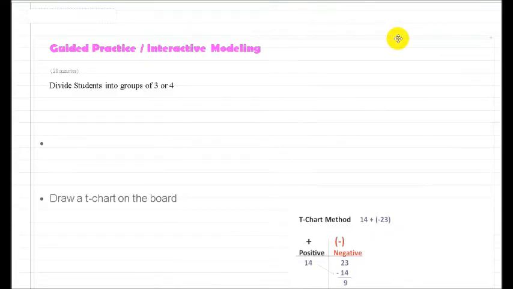Now I'm going to divide the class into 4 groups. This is the first group, this is the second group, this is the third group, and this is the fourth group. Okay?